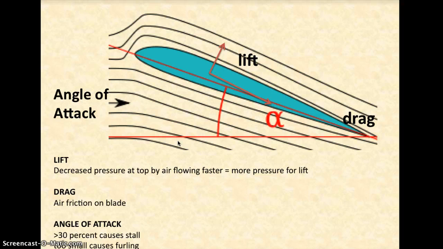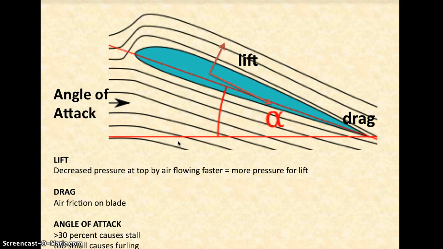Because of the rounded surface at the top of the blade, the wind flows faster over it, creating less pressure. Since there is now more pressure at the bottom, the lift occurs. Lift is perpendicular to the top of the blade's surface. The lift causes the blade to turn.